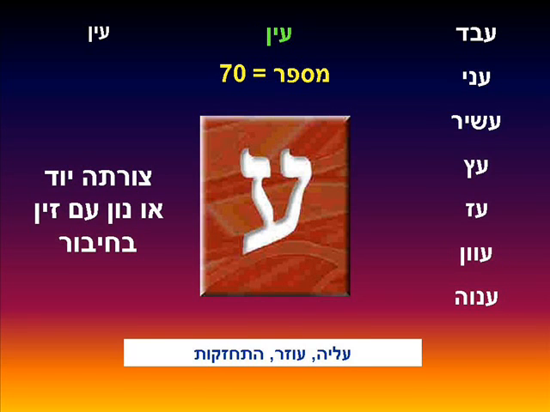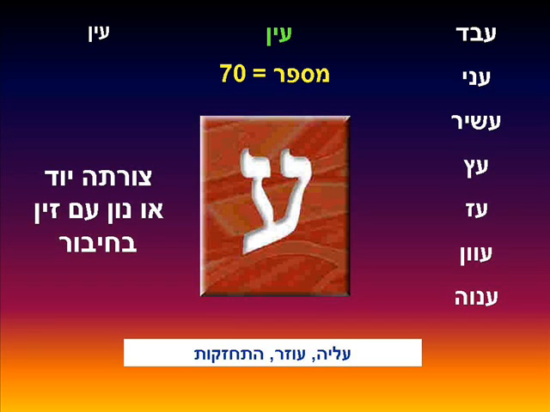Then you have ayin. Ayin, number 70, means an eye, or some say it also means ani, a poor man. Some of the ideas behind the letter ayin, there may be more, but these are just some. It has to do with aliyah, with going up, elevated, helping, and becoming stronger. For example, eved. Eved is a form of help.